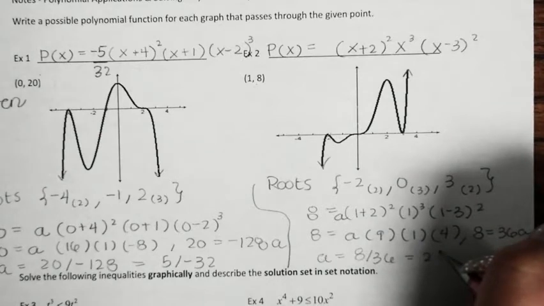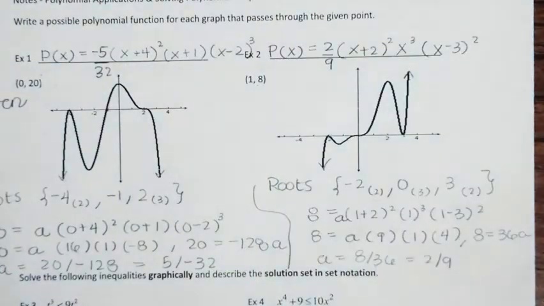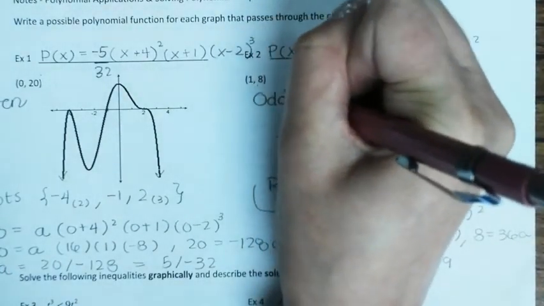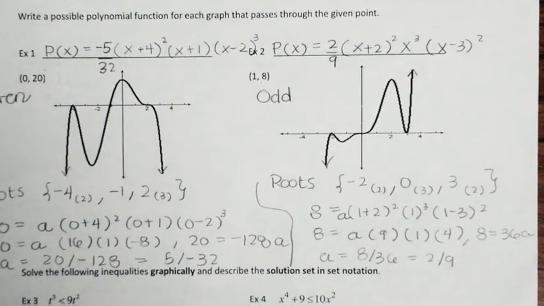2 divided by 9. Therefore you go and draw your 2 divided by 9 here. You know that this was an odd polynomial, which makes a lot of sense, and that's it. So that's for that.